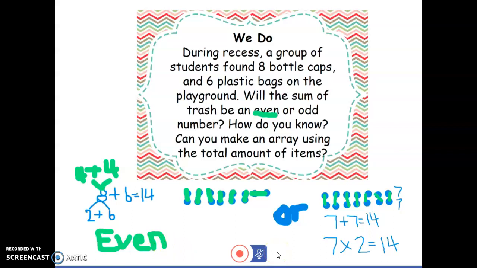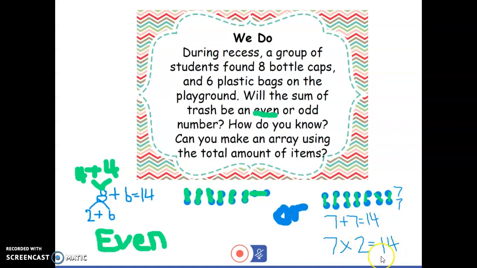Now, to write a repeated addition equation to represent an array, we can say 1, 2, 3, 4, 5, 6, 7. We'll write our 7 right here. We have 2 groups of 7. Therefore, we have 7 plus 7 equals 14. Since we have 2 groups of 7, that is the same as saying 7 times 2. So 7 times 2 equals 14. Alright? So we have 7 plus 7 equals 14, and that means it's the same as 7 times 2 equals 14.